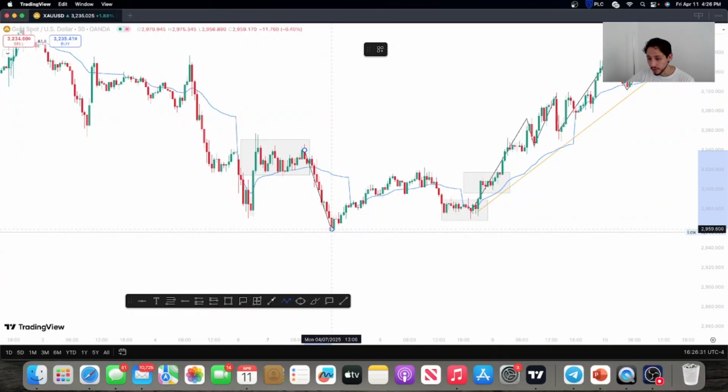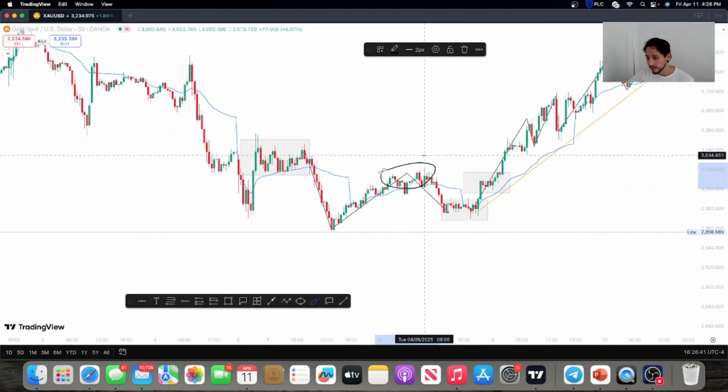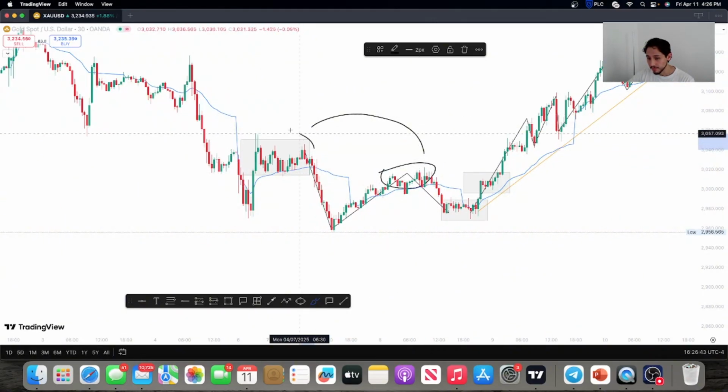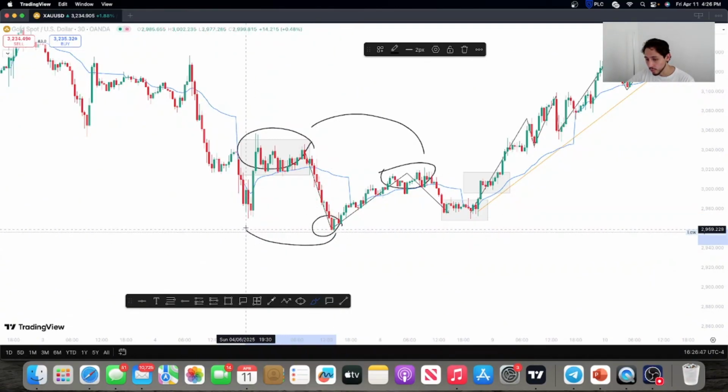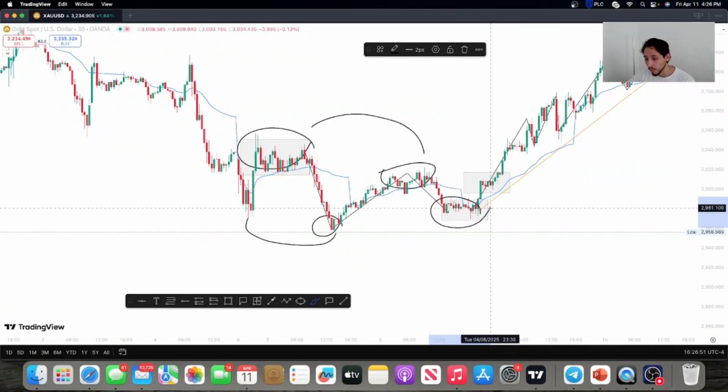We have a low point. We have a lower high point, and then we have the next lower low point right over here. Again, this is going to be a lower high point. Check this out. This is going to be a lower high point because these highs are lower than the previous highs, right? This is going to be a lower low point because these lows over here are lower than the previous one. This one over here is not going to be considered as a higher low point because it's higher than the previous lows right over here.